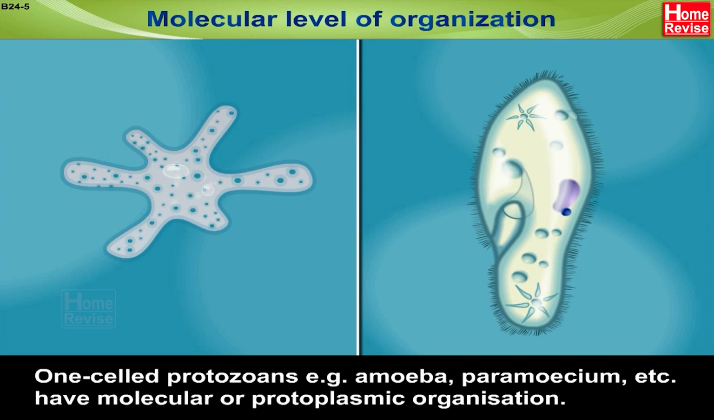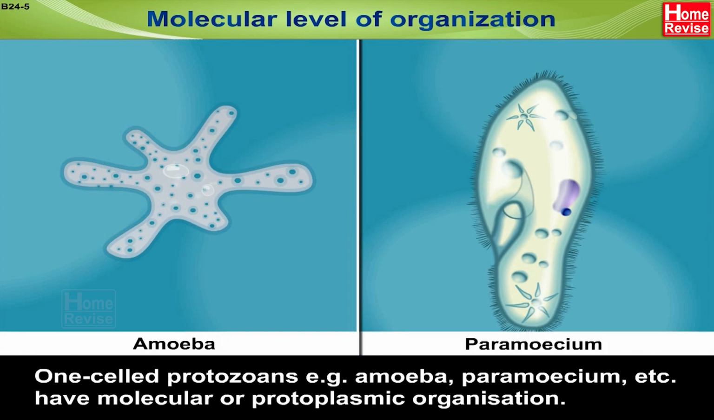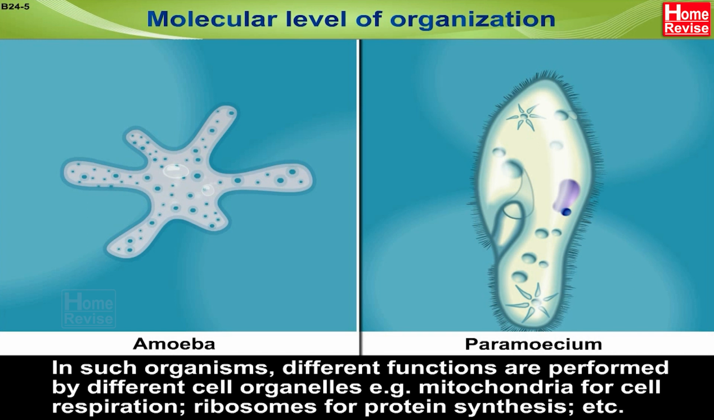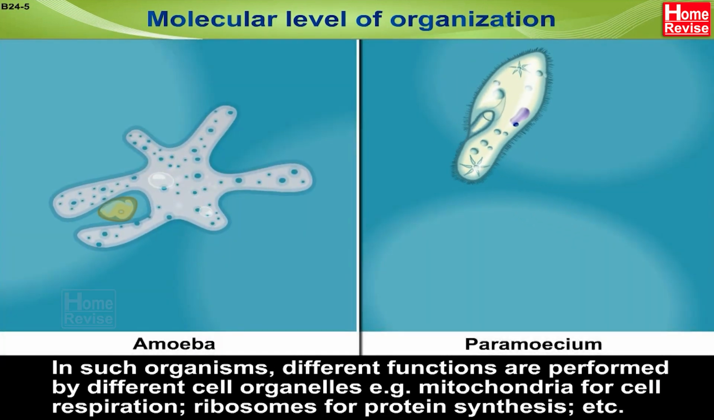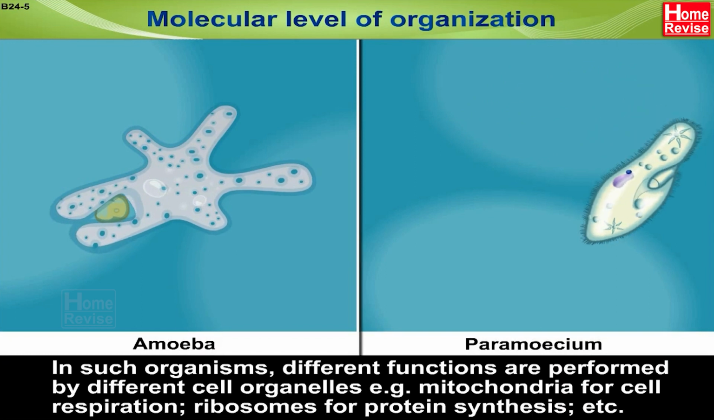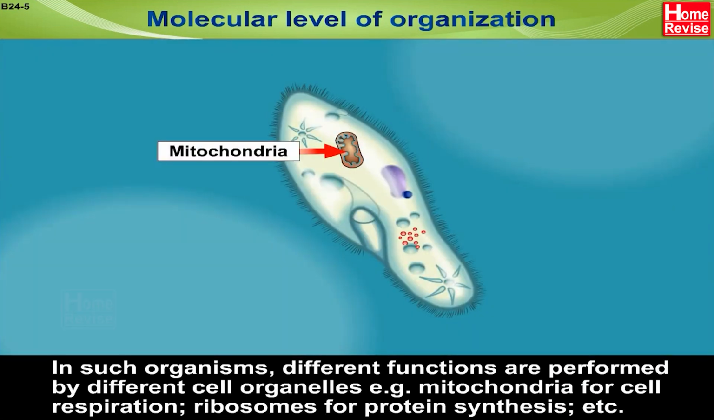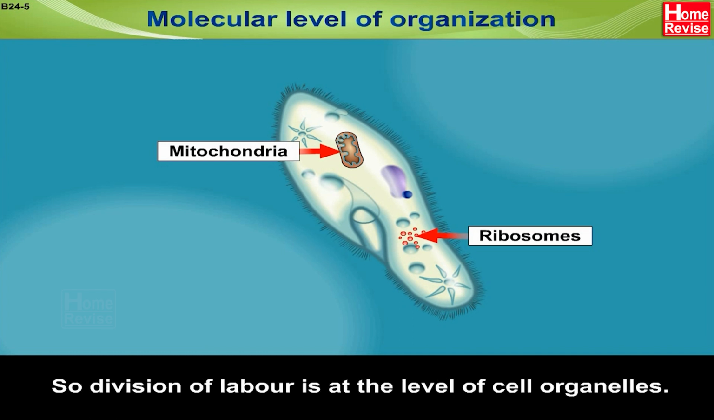One-celled protozoans, example amoeba, paramecium, etc., have molecular or protoplasmic organization. In such organisms, different functions are performed by different cell organelles. For example, mitochondria for cell respiration, ribosomes for protein synthesis, etc. So, division of labor is at the level of cell organelles.